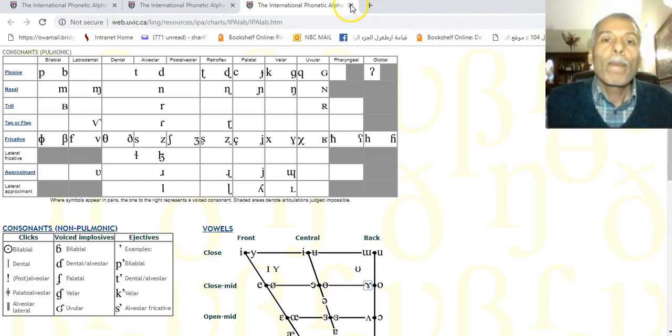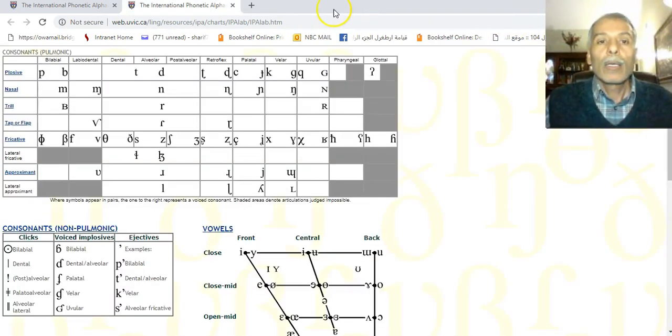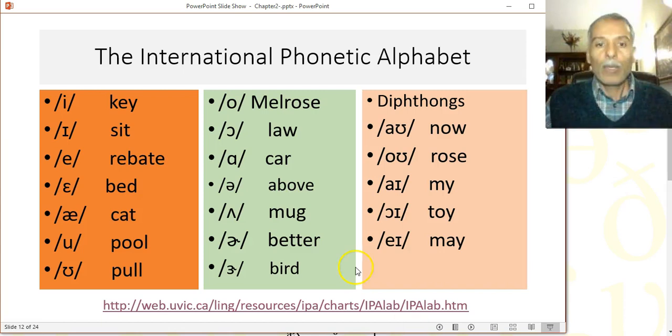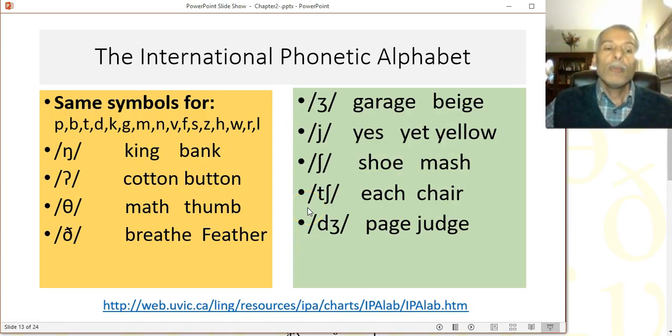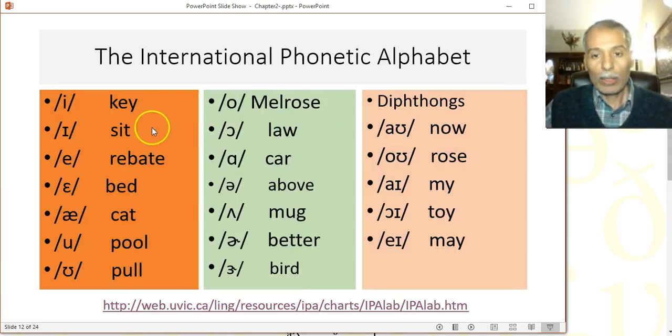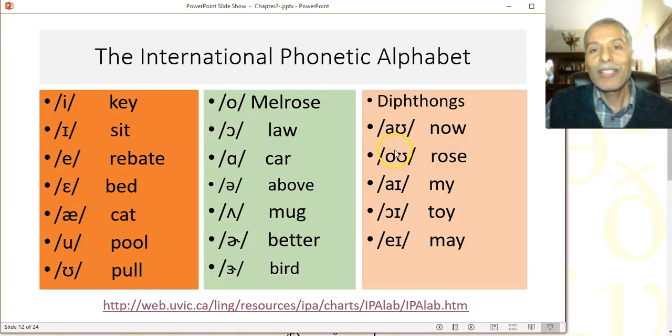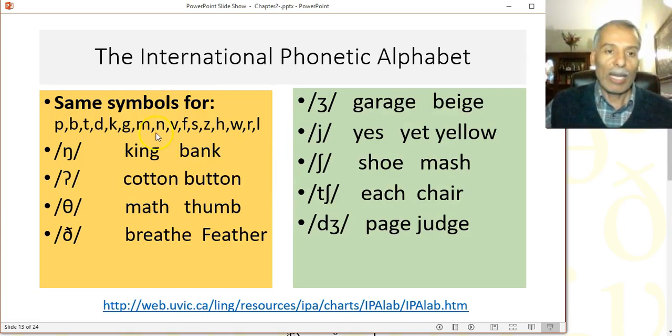Okay. Let me bring this up. All right. So now we looked at the vowels and the consonants of the English language. Here we are going to look at the vowels and the diphthongs. Here we are going to look at the consonants.